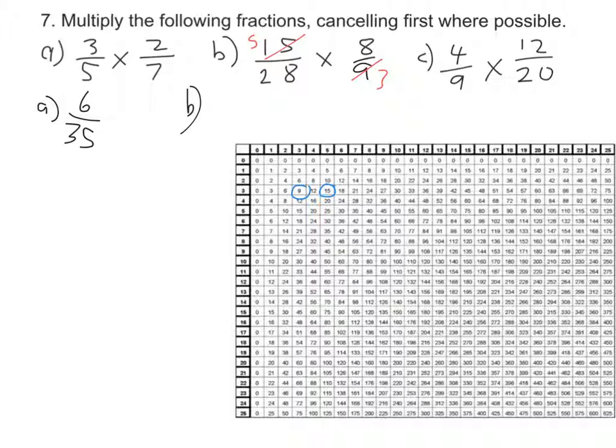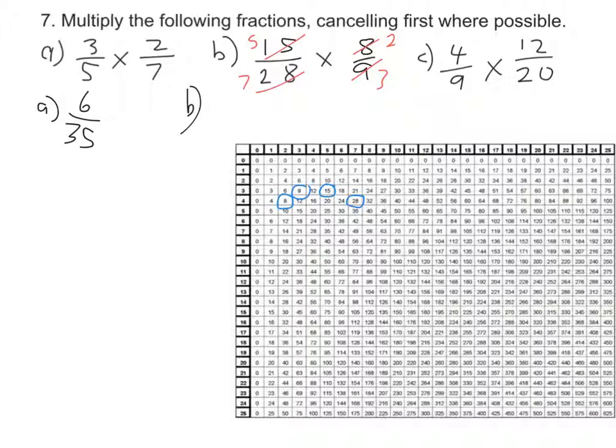Okay, so let's do the other side. I'm looking for a common factor for 8 and 28. I'm looking at my times table. I need to find the numerator and the denominator in the same row. So I can see that there's a number 8 over here and a number 28 over here. So 8 divided by 4 is 2, so I'll go ahead and do that adjustment. And 28 divided by 4 is 7, so I'll go ahead and make that change as well.